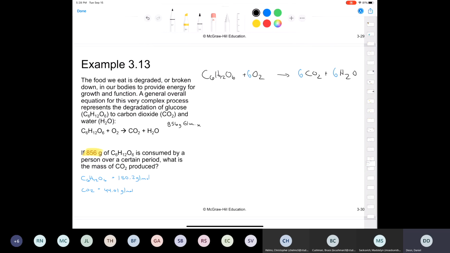And if we want to figure out the number of moles of glucose, we know that in 180.2 grams of glucose, we have 1 mole of glucose, like that. Now, if I was to stop right here, I would end up with the number of moles of glucose. Who can tell me what I should do to figure out the number of moles of carbon dioxide? If I want to go from moles of this to moles of that, where am I going to go to get a conversion factor?